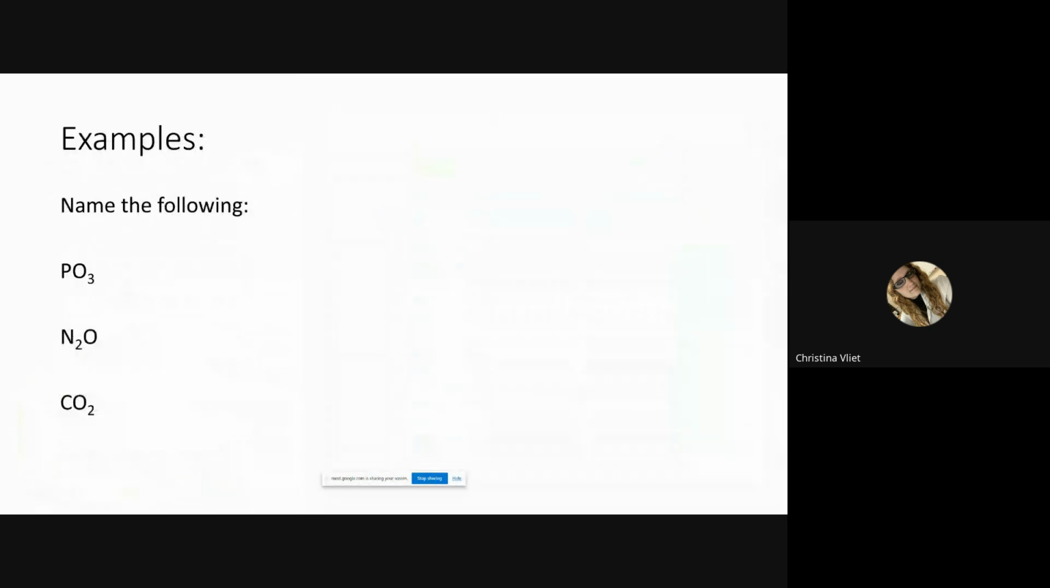All right, so let's practice naming. I already did the other bit. But let's practice these in our notes. Name the following: PO3, N2O, and CO2.